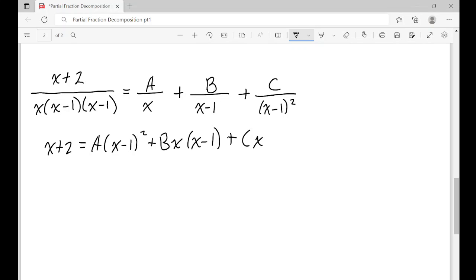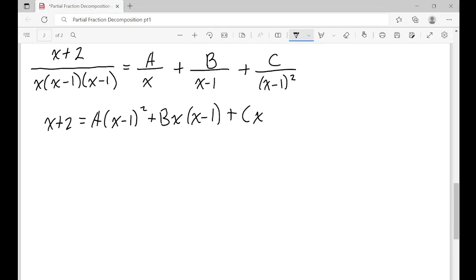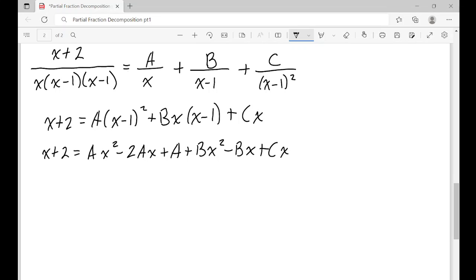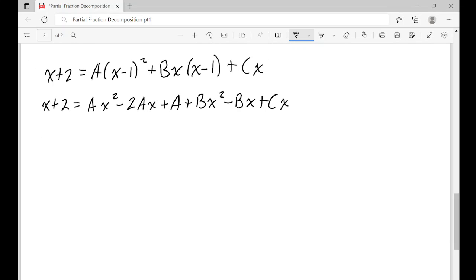Now before we were able to set each one equal to 0 and just solve it, but this time we won't be able to do that completely. So I'm going to show you the other way, and that is by distributing everything out and equating coefficients. So it looks a little bit weird, but stay with me. When we work everything out, we're going to end up with Ax squared minus 2Ax plus A plus Bx squared minus Bx plus Cx.